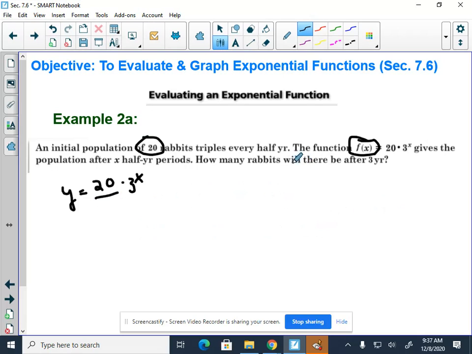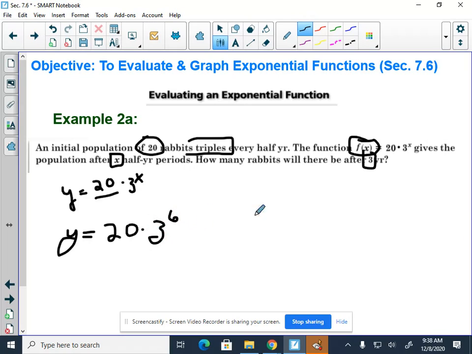It says it triples. Triples means times 3. That's why we have the 3 there. But x is a half-year period. After 3 years, how many half years would have gone by? 6. Good. So all we're going to do here is we're going to take our calculator and go 20 times 3 to the 6.